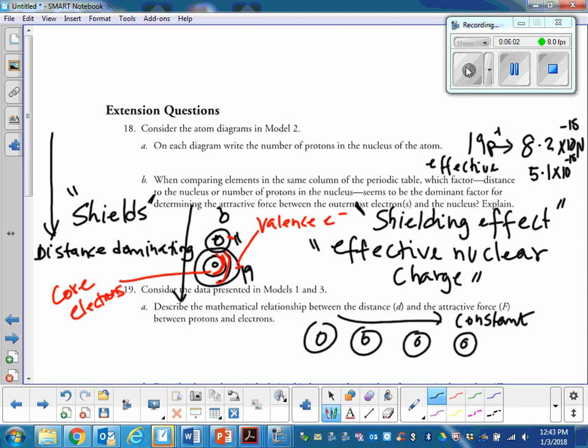But what increases inside the nucleus? The number of protons increases, so the effective nuclear charge increases as you go across a period. Yes or no? So what is the pattern in effective nuclear charge? It decreases going down and increases going across. Yes or no? What is the pattern in shielding effect? Shielding effect increases as you go down. What happens as you go across? It remains constant. Yes or no?